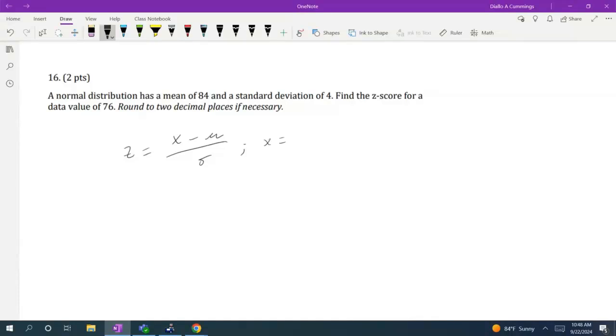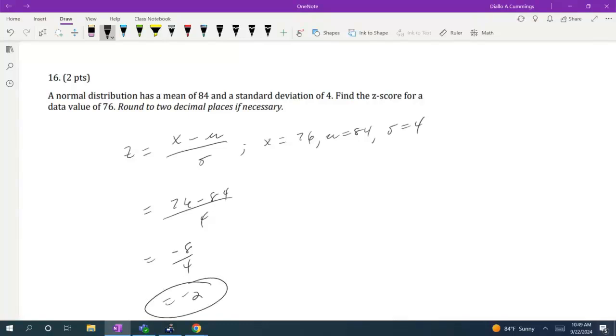So in this formula, we're going to substitute x for 76 because x is our data value. We're going to substitute the mean for 84 and the standard deviation for 4. So if we plug all of this into our formula, we have 76 minus 84 divided by 4. 76 minus 84 is negative 8, divided by 4, which is negative 2. So we have a z-score of negative 2.